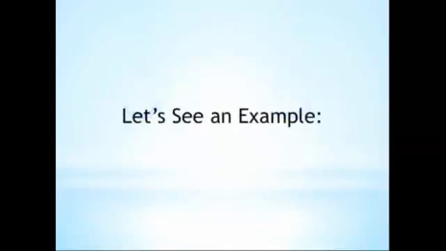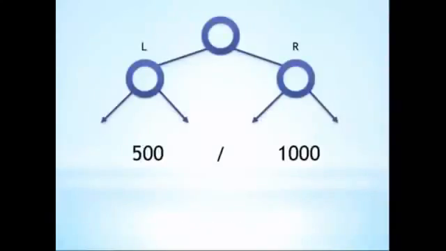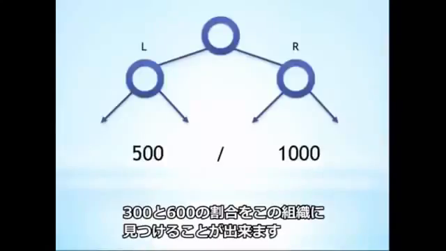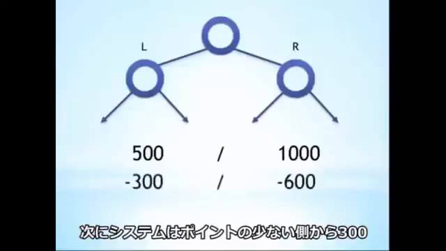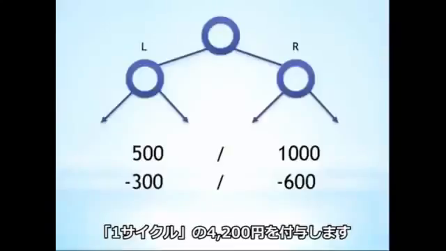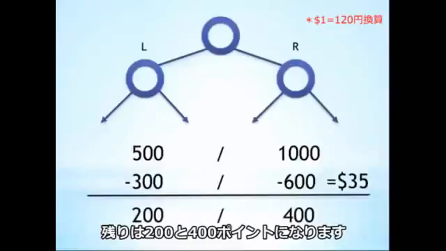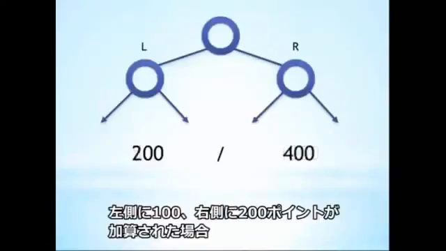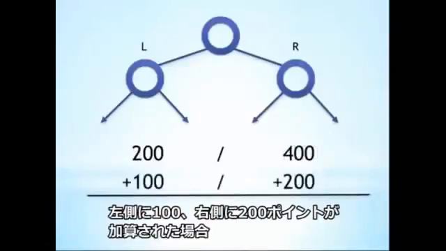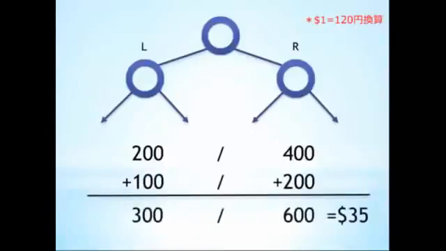Let's take a look at an example. Let's say that there's an organization that has 500 points on one side and 1,000 points on the other. Obviously, it's possible to satisfy the 300-600 ratio with these volumes. What happens next is that the computer will subtract 300 points from the lesser side, 600 points from the greater side, and pay out one cycle. That leaves 200 points and 400 points, respectively, in the tree. As soon as 100 more points are accumulated in the left side of the tree and 200 more in the right, an additional cycle will occur.